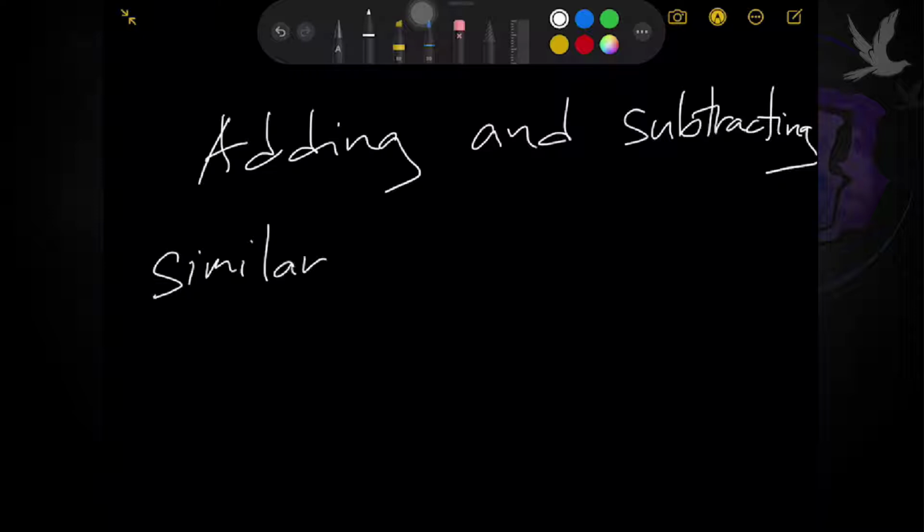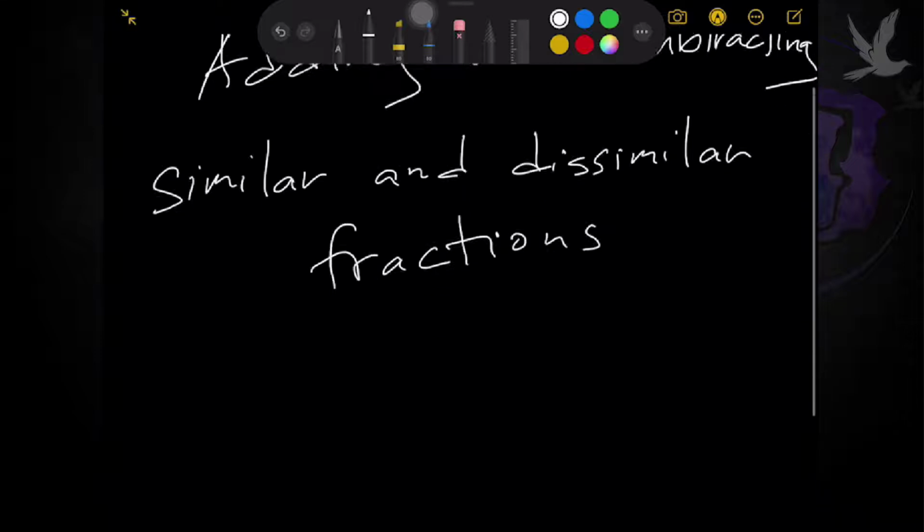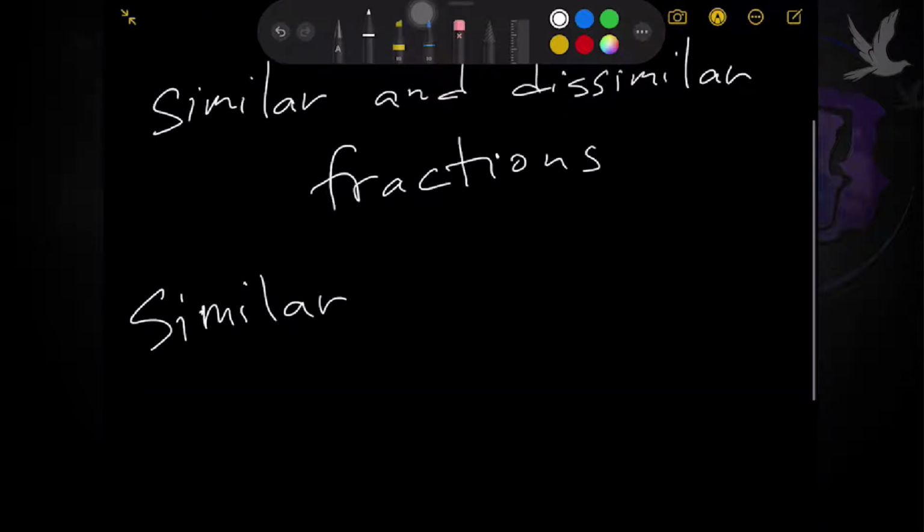Today we are going to talk about adding and subtracting similar and dissimilar fractions. What do you mean by similar and dissimilar fractions? So similar refers to when their denominators are the same.